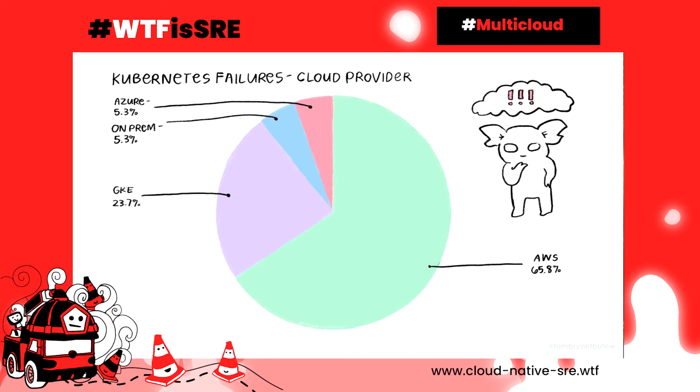The next most common was GKE. Google created Kubernetes originally and open sourced it, so they have their specific managed service, GKE. Then the next are on-prem and Azure, which were even. They're less popular, but I'm seeing a lot more people now moving to Azure and using their managed AKS service, though there are still not too many reported outages there.